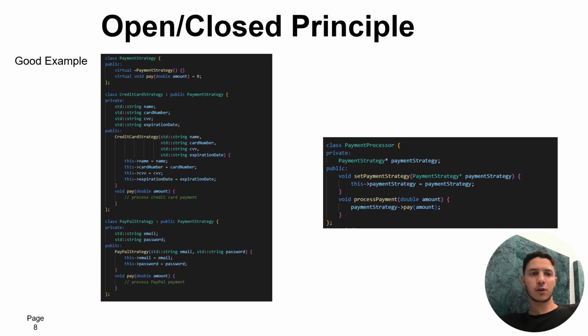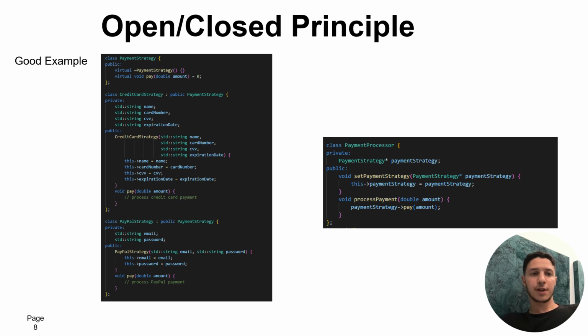So a good way to follow the open-closed principle is using the PaymentStrategy. It's a good example. So here we have PaymentStrategy that has a pure virtual function called pay that any derived class has to implement. So that way we're actually extending its functionality. So any class that inherits from PaymentStrategy can implement its own pay without changing the base class.